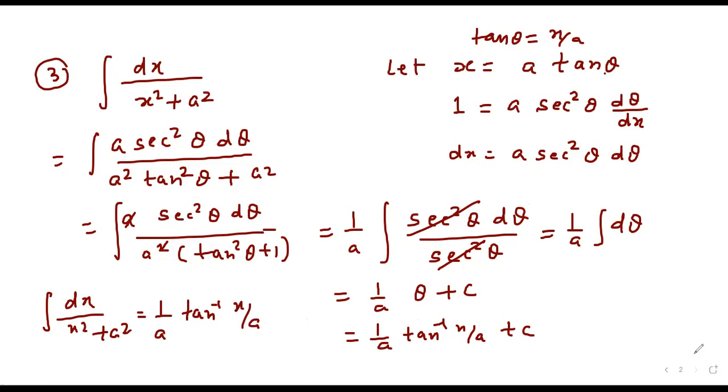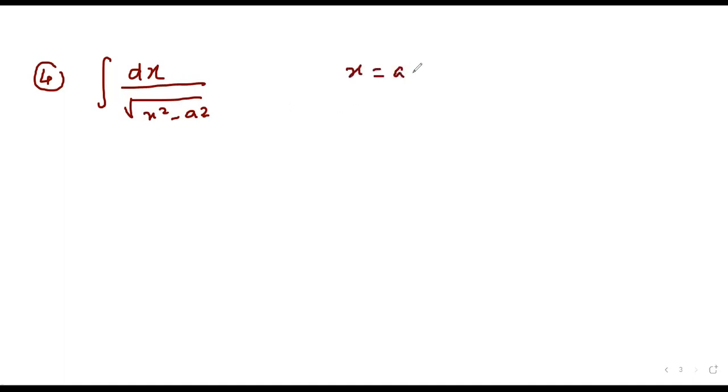Now let's see the next question, number 4, integration dx divided by root of x square minus a square. Here again we have to make a substitution. So let's write x equal to a sec theta. Now we differentiate. So it will become dx equal to a sec theta tan theta times d theta, or 1 equal to a sec theta tan theta d theta upon dx, and that dx is equal to LHS. So we put the values.